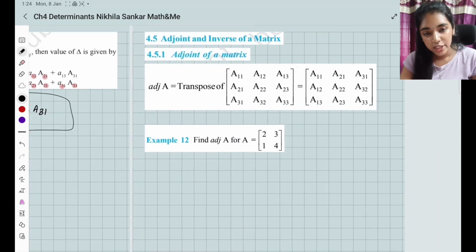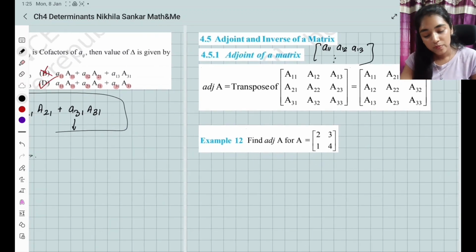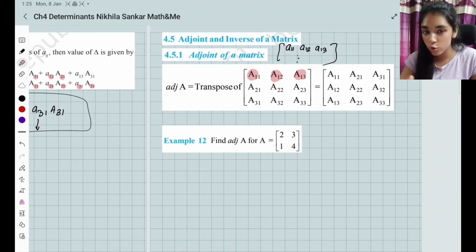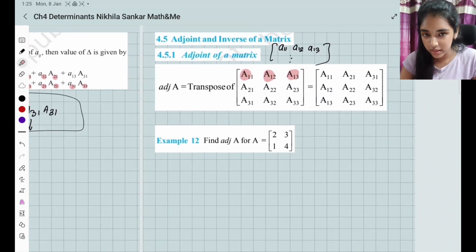Adjoint னா என்ன? You have your matrix which is all small letters. So a11, a12, a13 and so on, you have a 3 by 3 matrix. Now, the cofactors of this particular matrix are going to be capital A11, capital A12, capital A13 and so on. Cofactor matrix நம்ம எழுதுனோமா? போன questionsலலாம். So that is going to be your cofactor matrix.